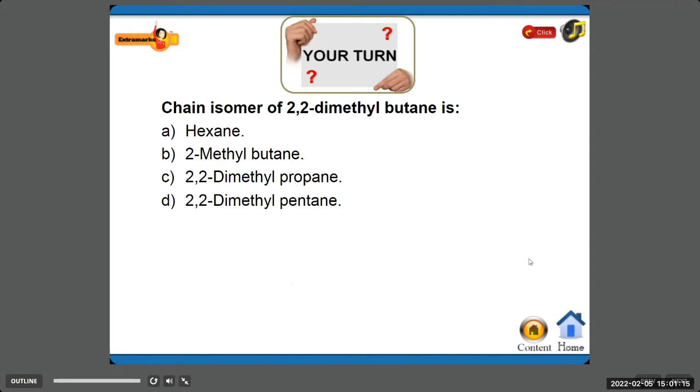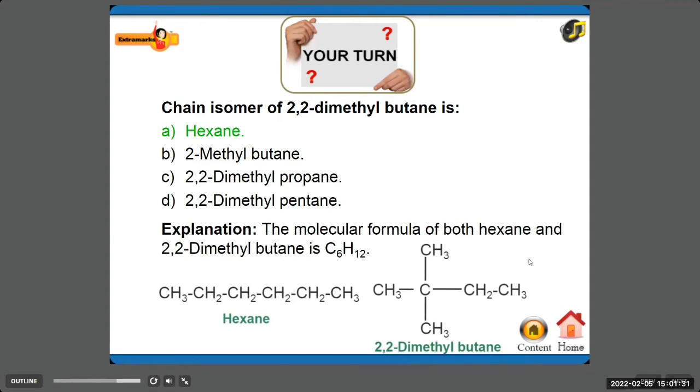Now it's your turn. From the listed options, which one is the chain isomer of 2,2-dimethylbutane? The correct answer is option A, hexane. Here is the explanation. The molecular formula of both hexane and 2,2-dimethylbutane is C6H12.